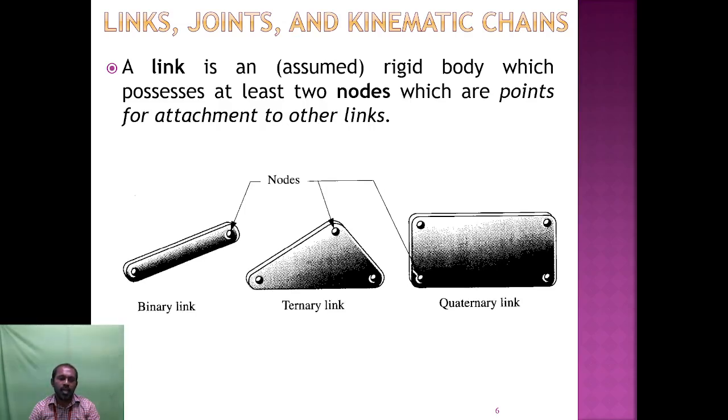So the binary link is one rigid body but with two nodes, the ternary link is one rigid body but with three nodes, and the quaternary link is one rigid body but with four nodes. So the number of nodes depends on the link and the rigid body. Okay, so many links are there. I have this small explanation of applications: binary link, ternary link, and quaternary link.